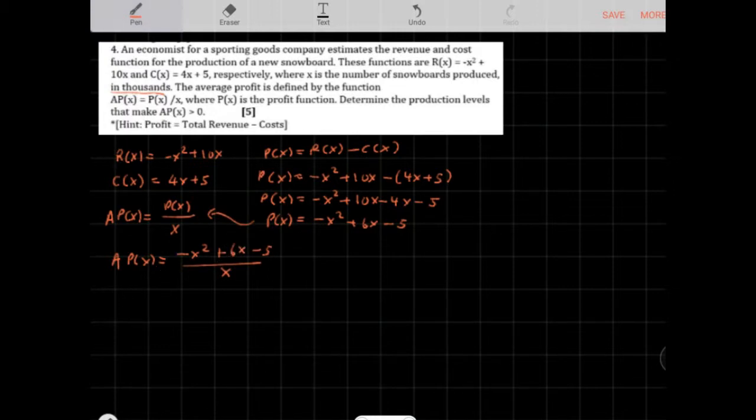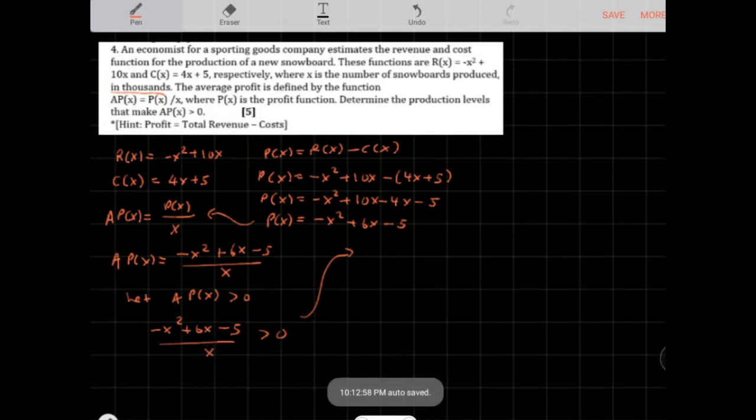So we want to let a p of x be greater than 0. So we're basically solving for an inequality, right? So we're solving for when negative x squared plus 6x minus 5 over x is greater than 0. And to do this, I'm going to simplify the numerator. So I'm going to factor out the numerator, right? So two numbers that multiply to positive 5 and add up to positive 6, right? So you can do positive 5 and positive 1, right?